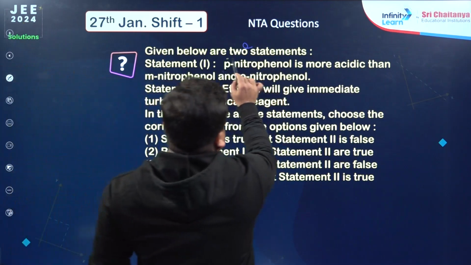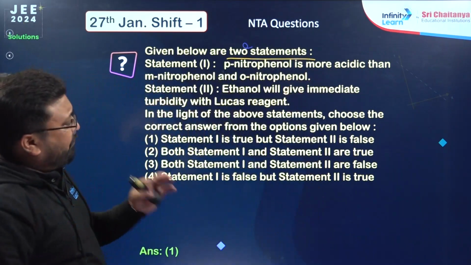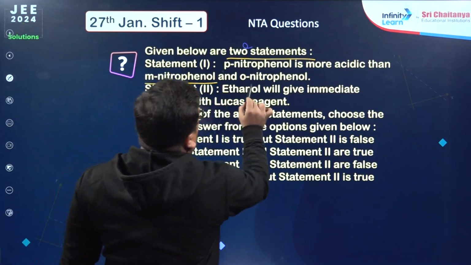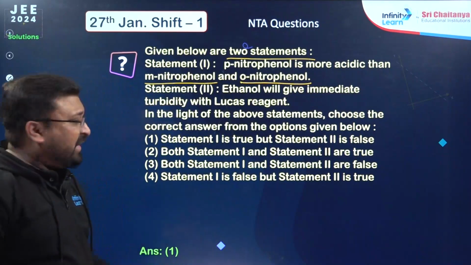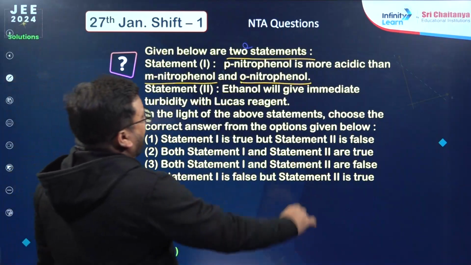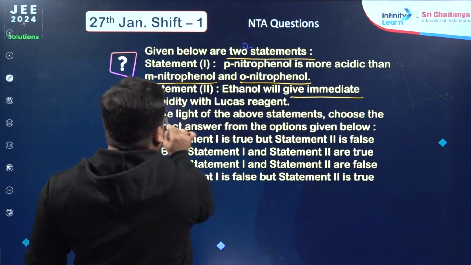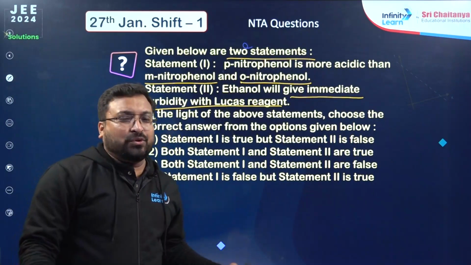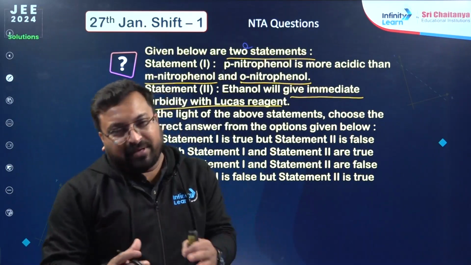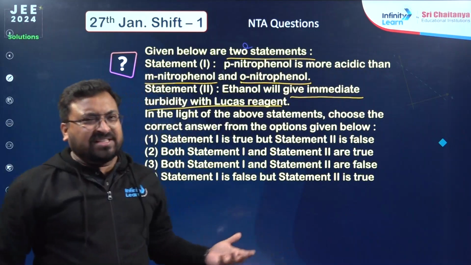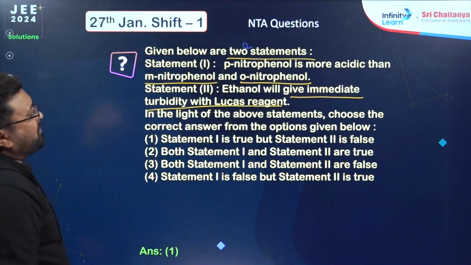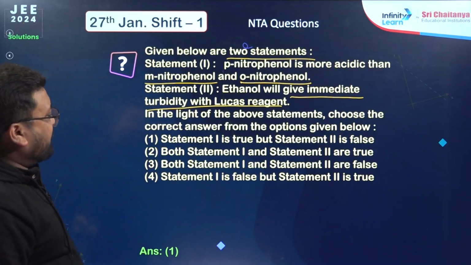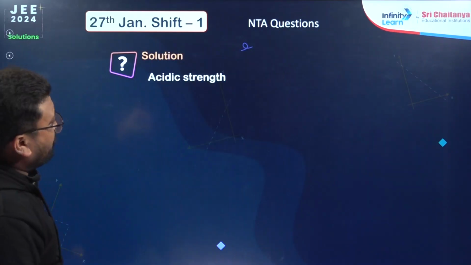Given below are two statements. Statement 1: Para-nitrophenol is more acidic than meta-nitrophenol and ortho-nitrophenol. Let's check. Statement 2: Ethanol will give immediate turbidity with Lucas reagent. For those who have a very good concept in organic chemistry, I think this is the easiest question. That's why the cutoff marks of this shift had increased. Okay, let's understand. Bachalo, check.